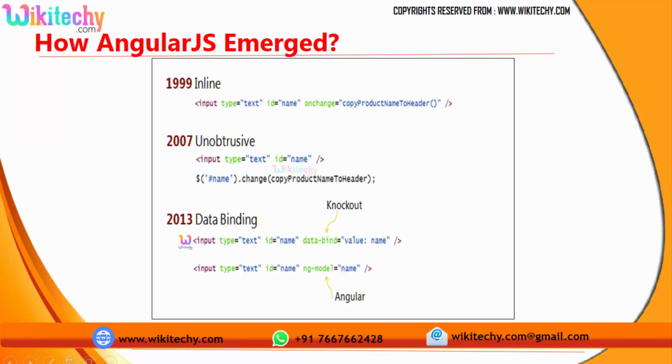Followed by that, in 2013, data binding is different. They use the concept of data-bind equals value name. This is called knockout.js JavaScript. And this is overridden by the latest framework, AngularJS. They are using ng-model. Using this kind of terminology, they are able to write AngularJS type of HTML code. Let's see further on this.